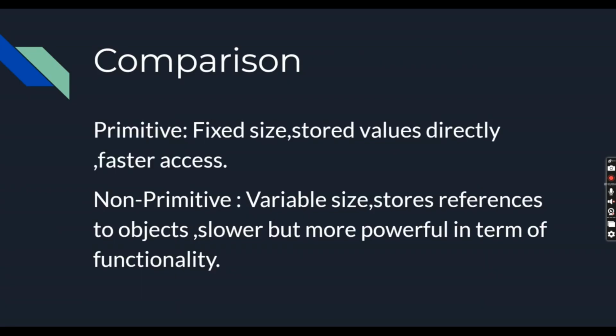Now let's wrap things up by simply comparing primitive and non-primitive data types. Primitive data types: fixed size, store values directly, and faster access. As compared to non-primitive: variable size, store references to the object, slower but more powerful in terms of functionality.